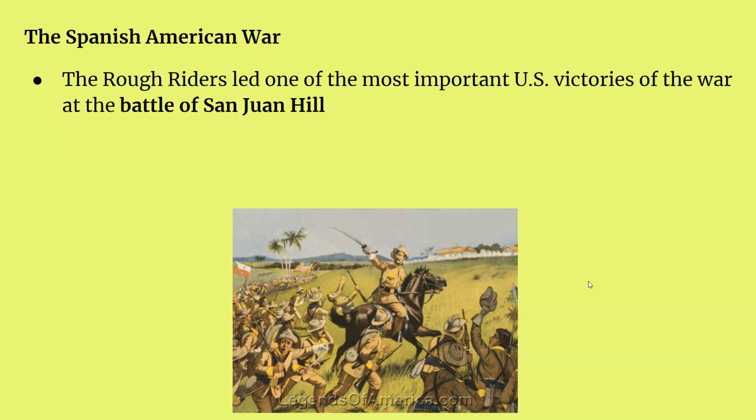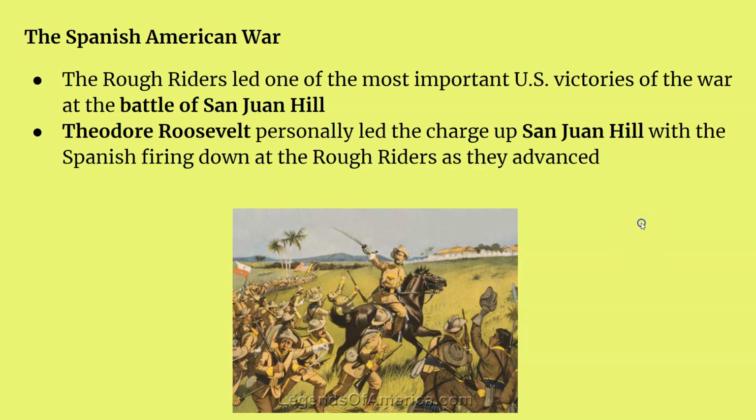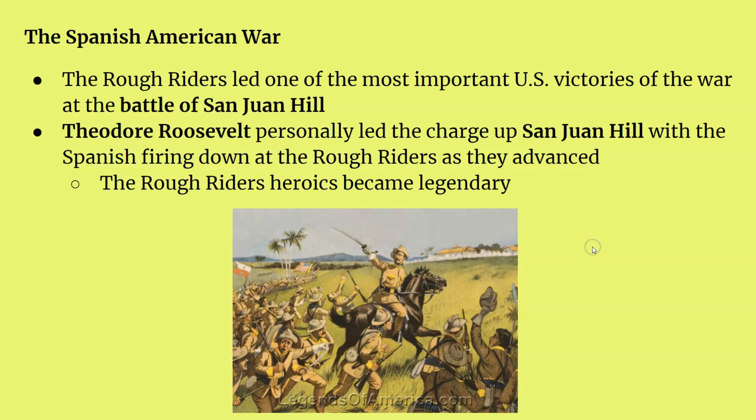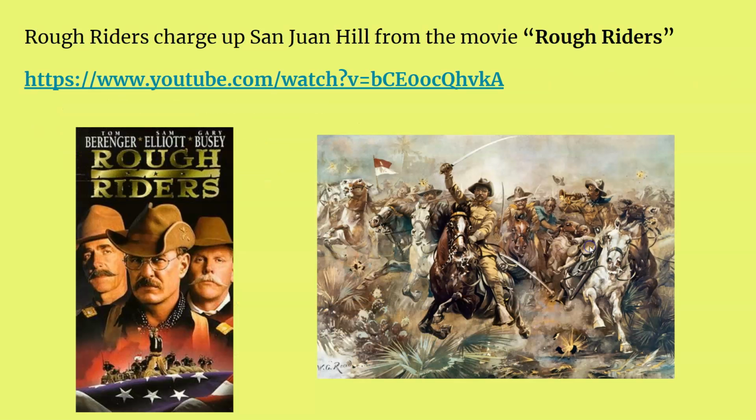So the Rough Riders are famous for one particular battle, and it was the Battle of San Juan Hill. Theodore Roosevelt personally, they said, led the charge up San Juan Hill. All these Spanish were shooting down on them, and the Rough Riders and Theodore Roosevelt overtook the hill and won victory for the United States. And that kind of gave the Rough Riders their legendary status.